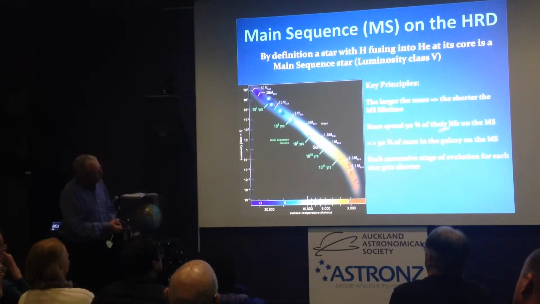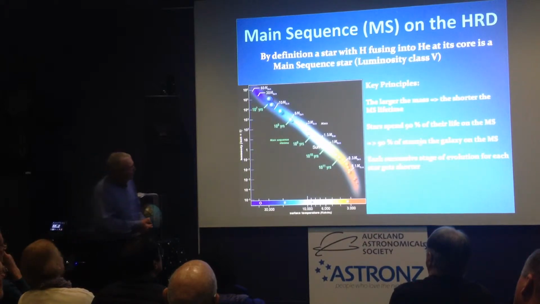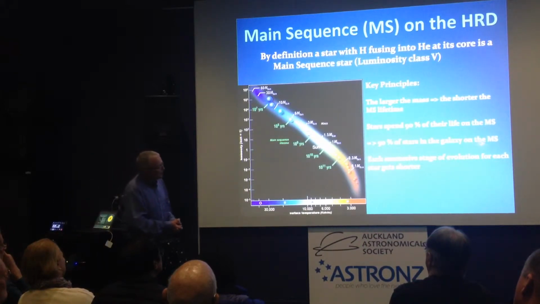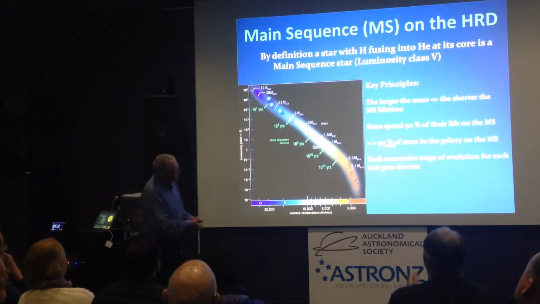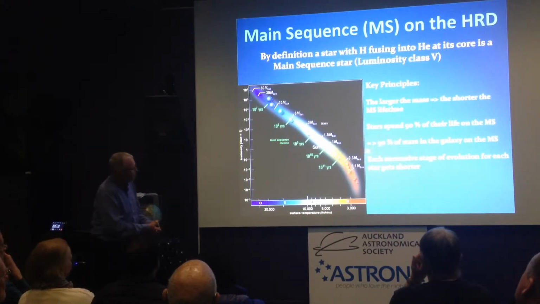Stars being 90% of their life on the main sequence also immediately implies that 90% of stars in the galaxy are on the main sequence. It just makes sense, it just follows. One of my last slides tonight has got some food for thought about that. What are you seeing when you look up at the sky?